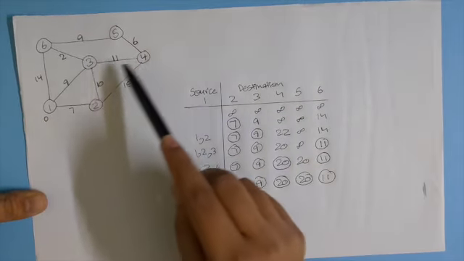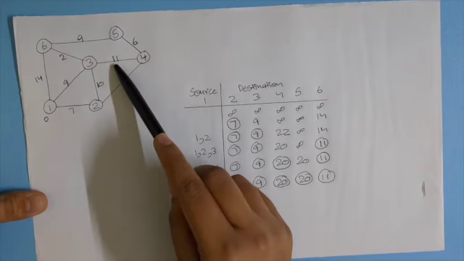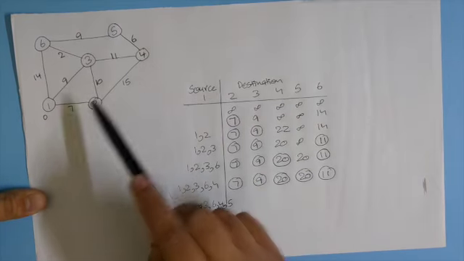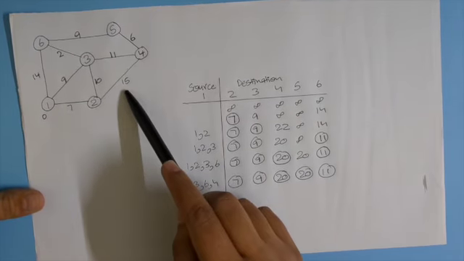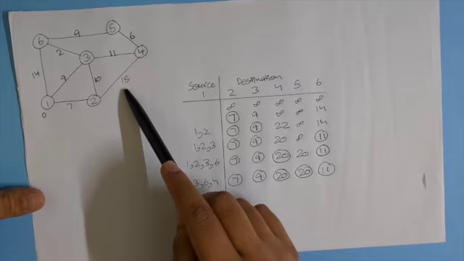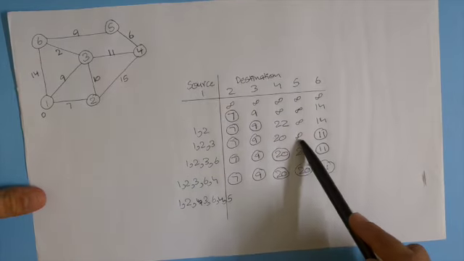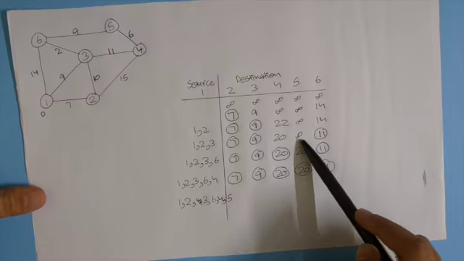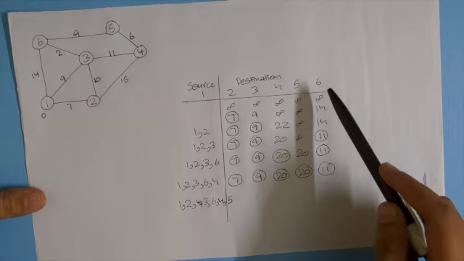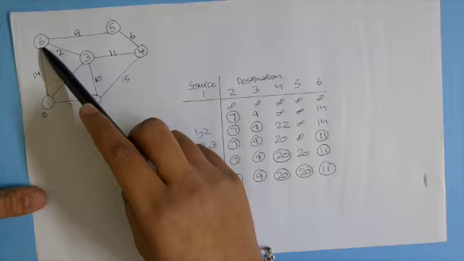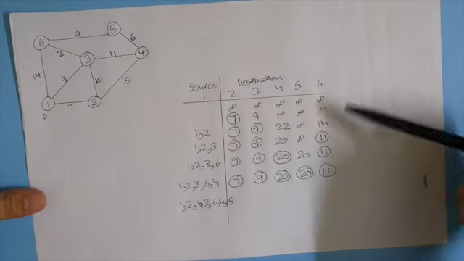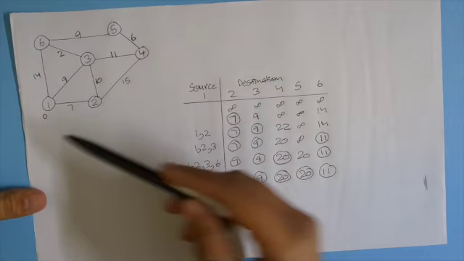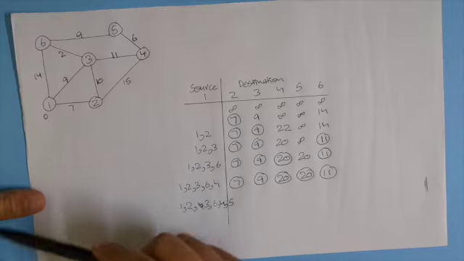1, 3, 4, the value is 9 plus 11, 20, and 1, 2, 4, the value is 7 plus 15, that is 22. So we'll write the shortest value, 20, and again 5 is not approachable, so we'll copy infinity only. And 1, 3, 6, the value of 6 earlier was 14 because it was directly approachable, but we have to find the shortest value.